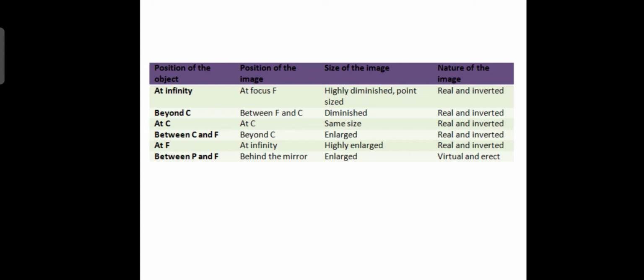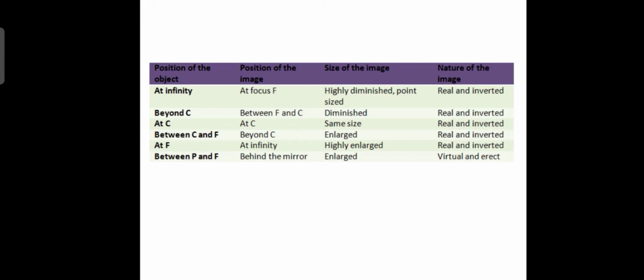When we consider the nature of the image also, there is the formation of real and inverted images. And when we place the object between P and F, P means pole and F is the principal focus, a virtual and erect image is formed. So that is one difference in the case of a concave mirror. Here C means center of curvature, so don't forget the terms.